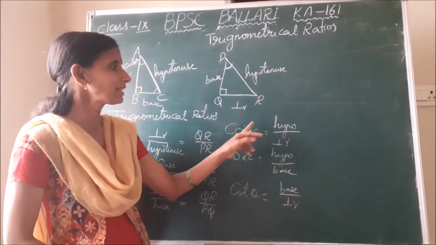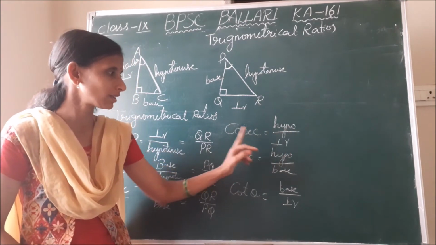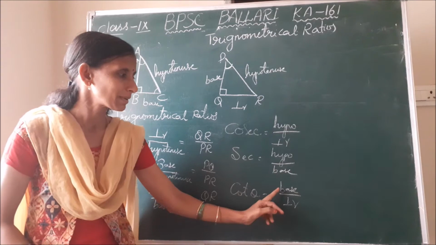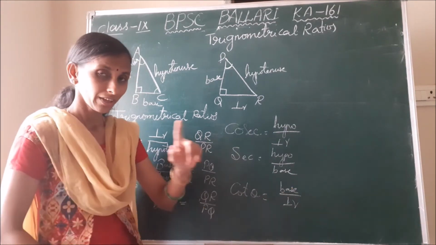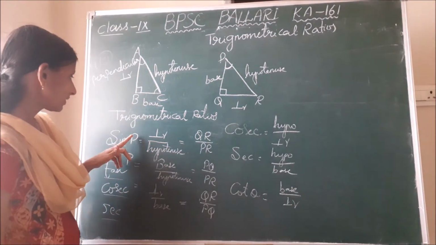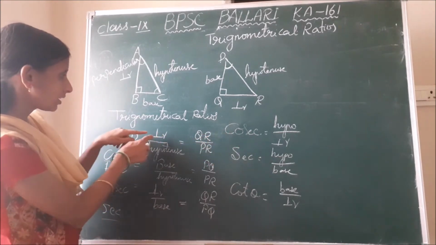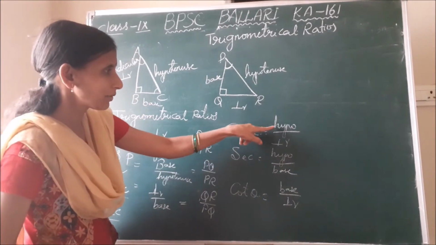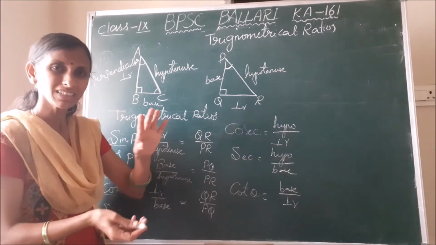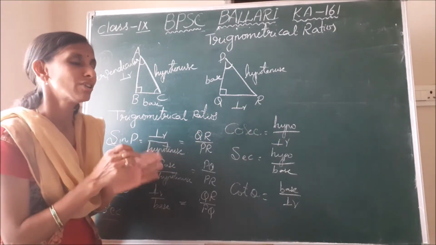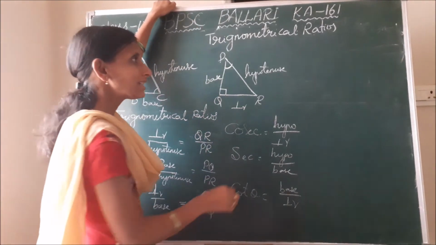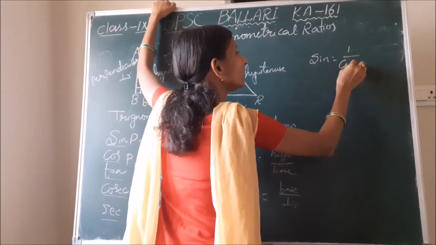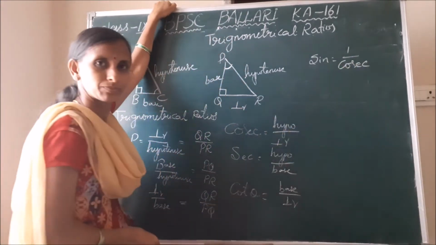Next, cosecant means hypotenuse by perpendicular. Secant means hypotenuse by base. Cot means base by perpendicular. If you observe here, sin and cosecant: sin means perpendicular by hypotenuse, cosecant means hypotenuse by perpendicular, means reciprocal. So from this we can say sin is equal to 1 by cosecant.